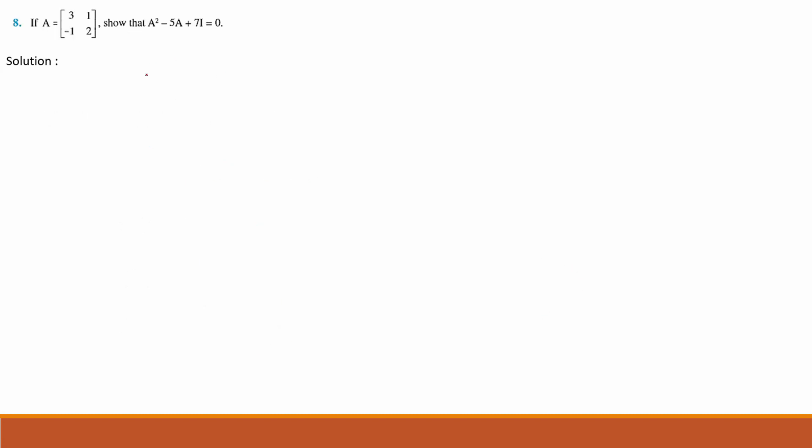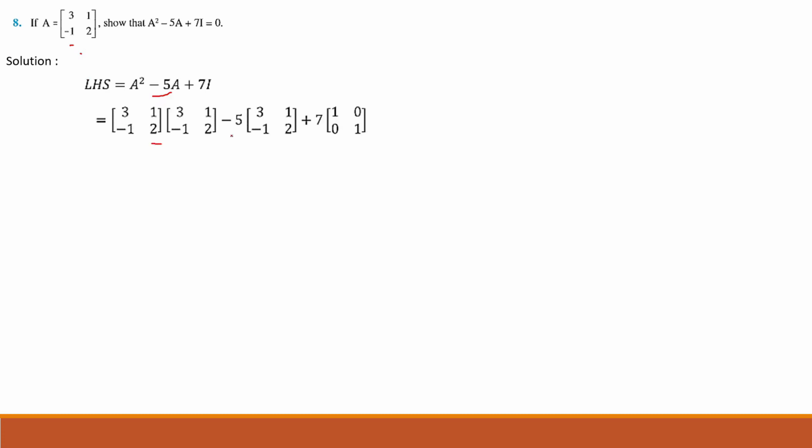For the eighth problem, हमें matrix A दिया है and we have to show that A square minus 5A plus 7I is equals to 0. हमें ये proof करना है. So इस equation में we'll substitute this matrix A into A square minus 5 into A plus 7 into identity matrix.